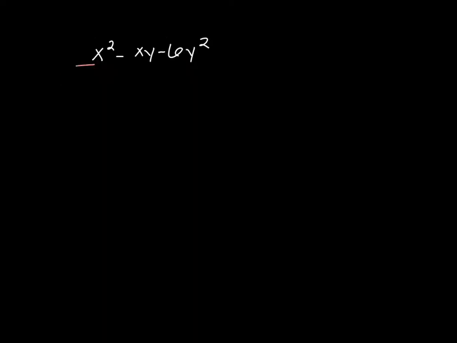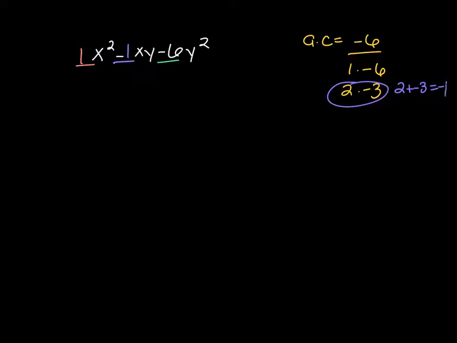All right, A is 1, B is -1, and C is -6. We do A times C, we get -6. It's negative, so my signs need to be different. B is negative, so the larger number is negative. So 1 times -6 doesn't work. 2 times -3. That works because 2 plus -3 equals -1.